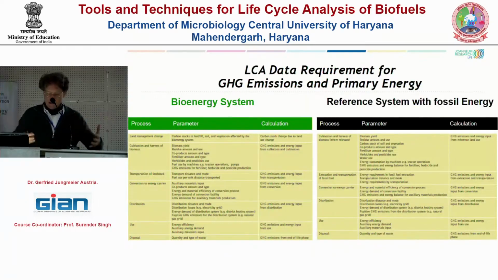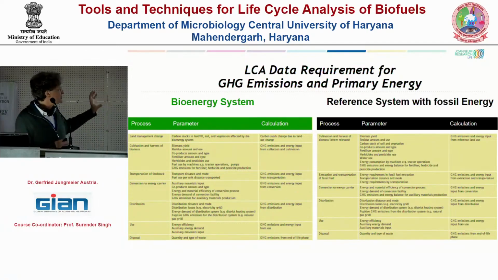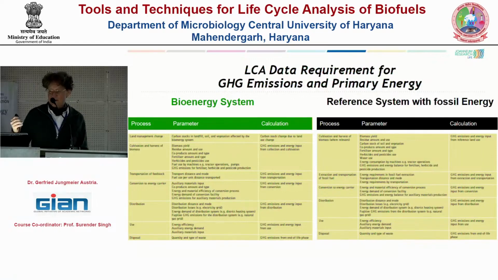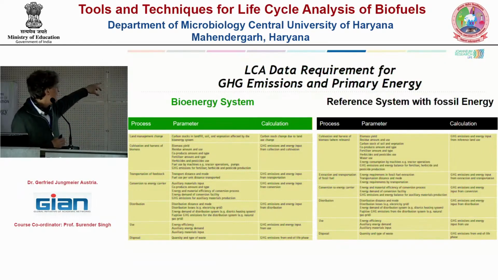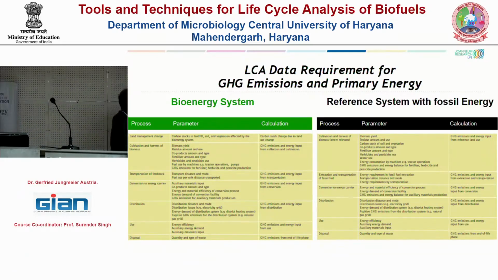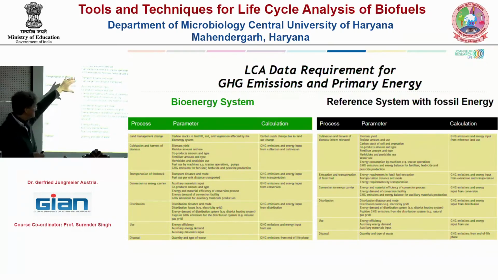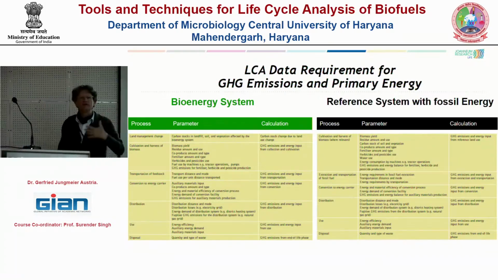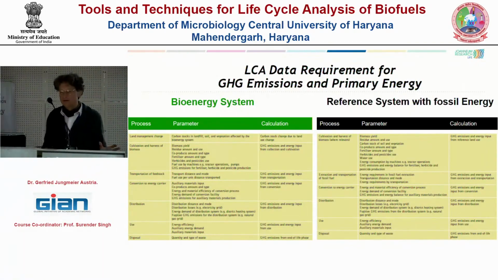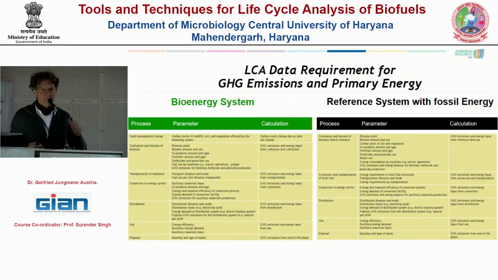Here you see just a key summary when you compare a bioenergy system and a reference system with fossil energy. I won't go through the details here, but it gives you at least the key parameters you need for the different processes. So in the first column, you see here the land management. This is the cultivation, the transport, the conversion, the distribution, the use, and the disposal. And this table tells you what are the key parameters you need to describe this process. So this is a very good starting point when you look at the bioenergy system to see which parameters are really needed as foreground data to describe my system.